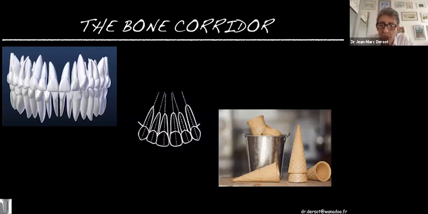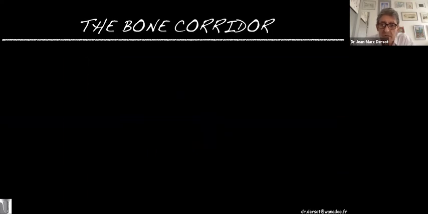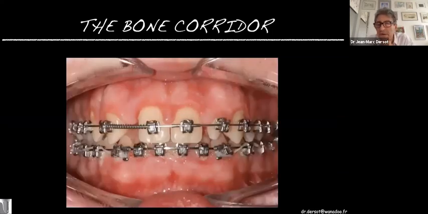And regularly, I ask my ortho referees to correct again the main axis of the canine and of the central to have the bone corridor. When I receive a patient, here a young patient about 12 years old, and the ortho referee sends me the patient to have any information about the prosthetic solution: implants, bridge, bonded bridge.